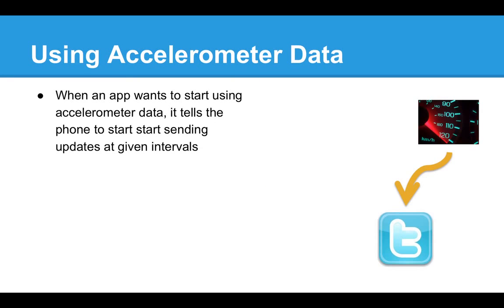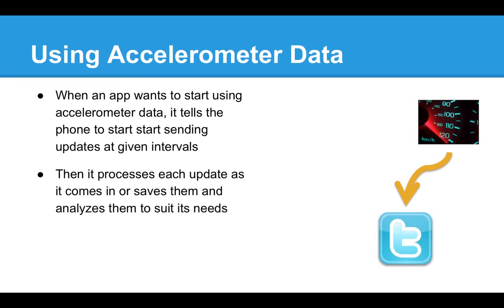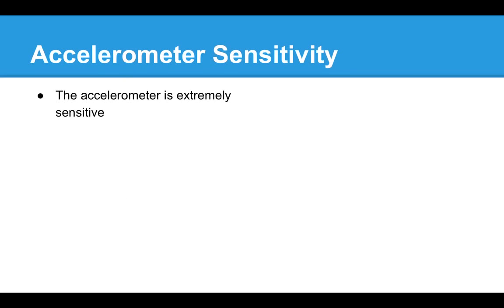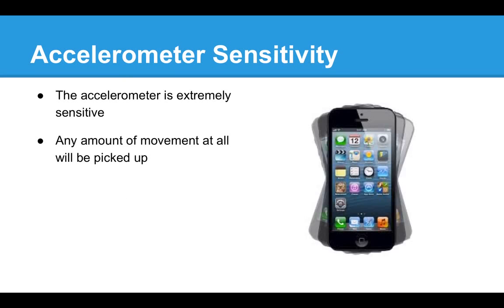The way this works from the perspective of an app running on the phone is when an app wants to start using data from the accelerometer, the app tells the phone that it wants to start using that data, and the accelerometer will then start passing the app updates at given intervals with the new data at every interval. And then the app can process those updates or save them and process them later or do whatever it wants with them.